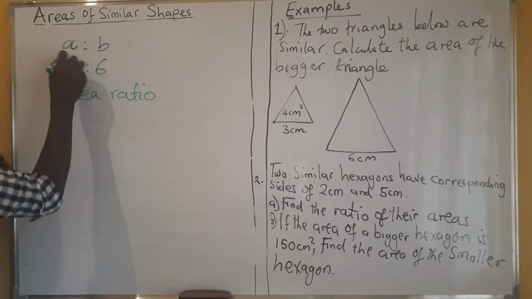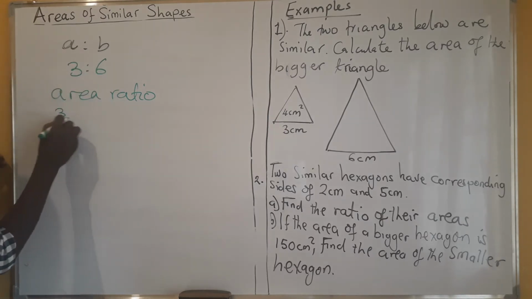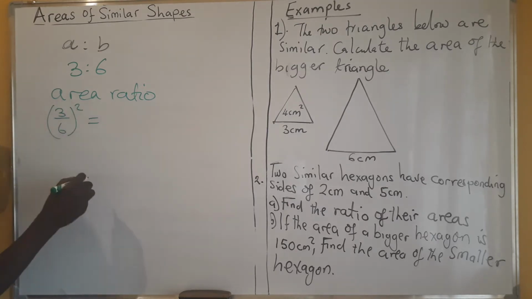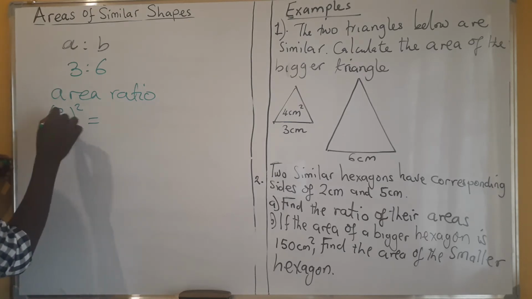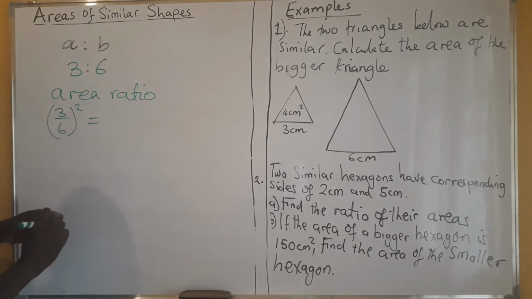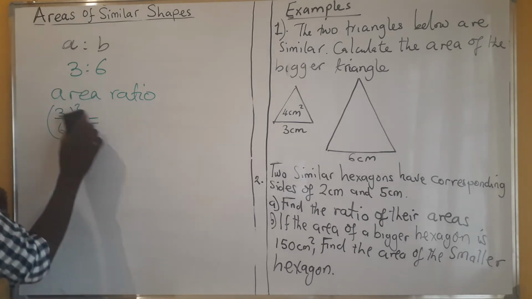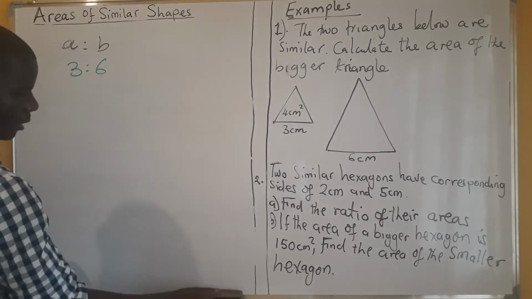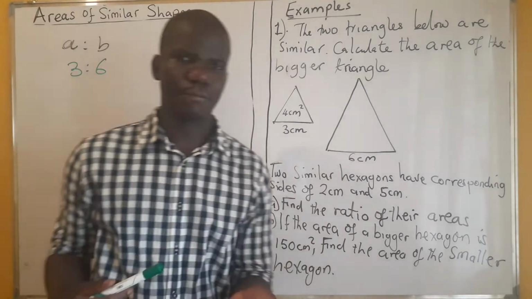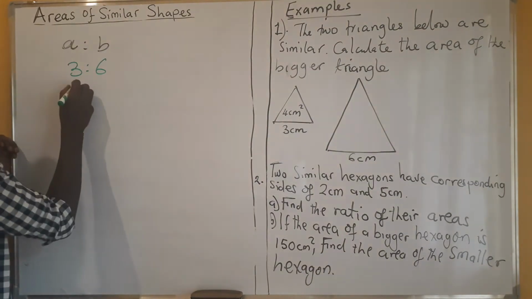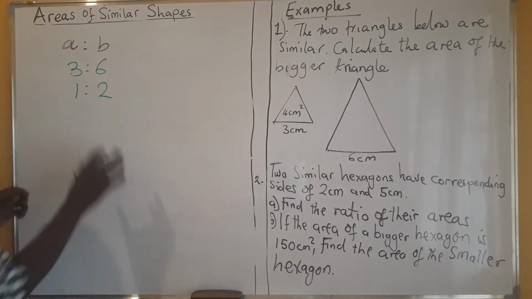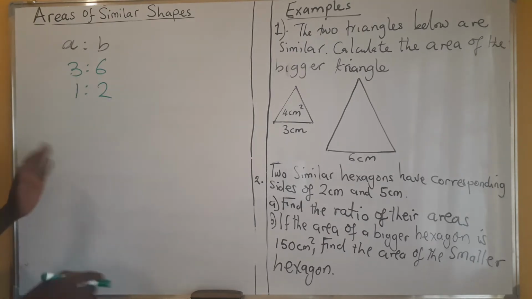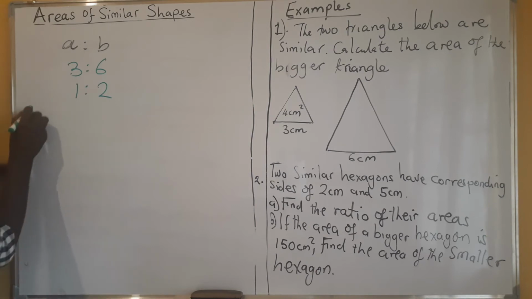Of course, when you square this one, what do you get? Maybe it is also important, just before we go further, to avoid very big figures, that we simplify this so that we can have 1 to 2. We have just simplified the original ratios; we have not changed anything. Now we want to go to the area ratios.